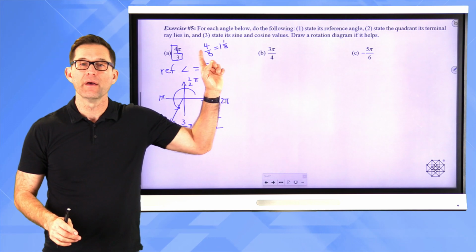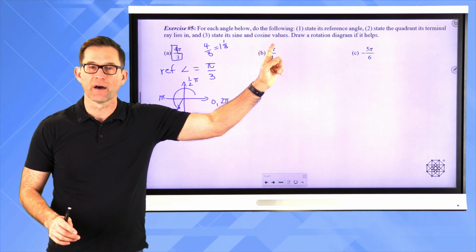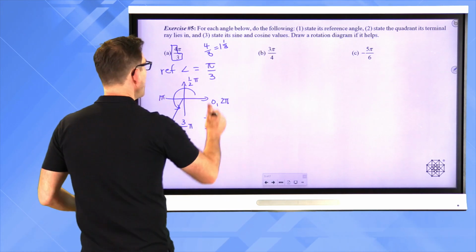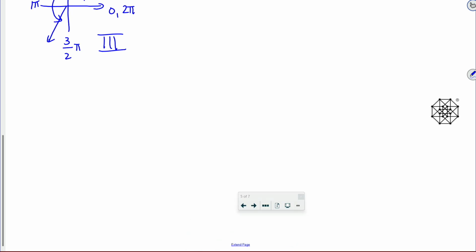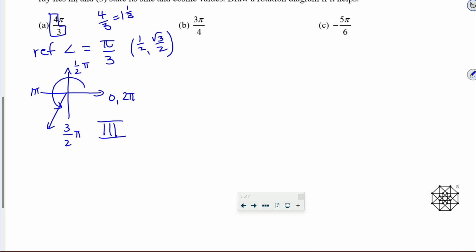Well, number 3, state its sine and cosine values. Again, for pi over 3, I know that that's 1/2 comma root 3 over 2. In the third quadrant, both the x and the y coordinates are negative. So let's start with cosine. The cosine of 4 pi over 3 is going to be negative 1/2. And the sine of 4 pi over 3 is going to be negative root 3 over 2.